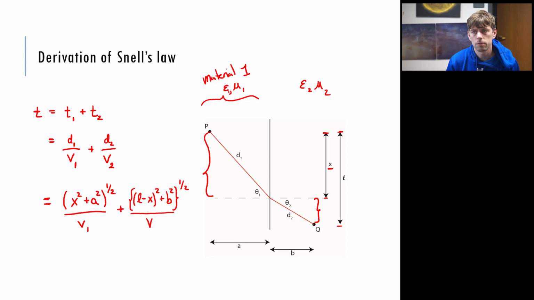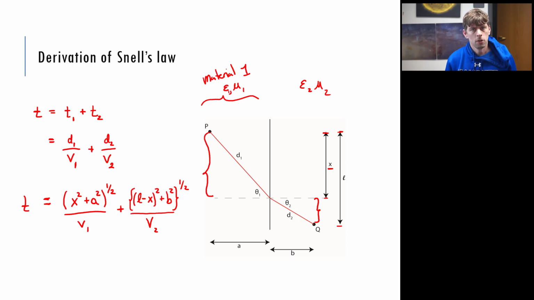all over v2. And so you could say the time that it takes a beam of light to get from location P to location Q is simply given by this expression. Good so far? Nothing fancy, just a little bit of geometry and Pythagorean theorem. Let's go a step further now.